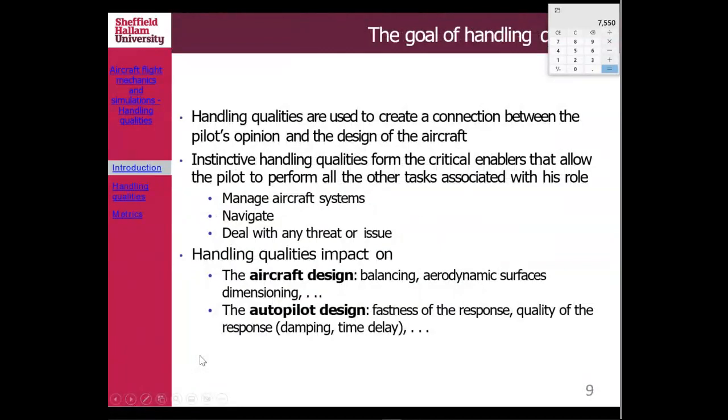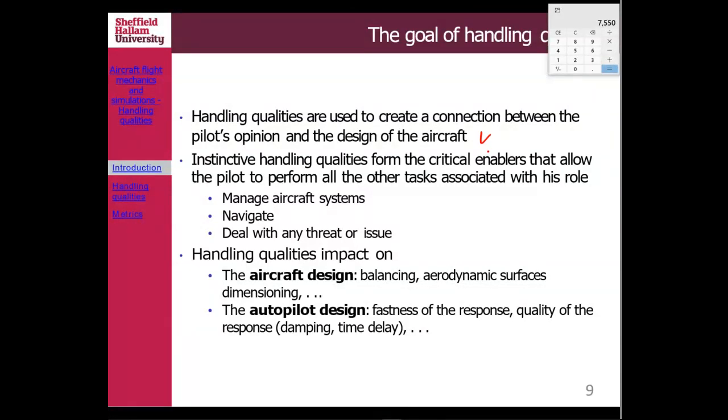Obviously, the goal of handling qualities, I think this is very clear. Handling qualities is used to create connections between the pilot opinions and the design of the aircraft. Later on, you will see, for example, the Cooper Harper rating scale. When you see the flow chart, on the left side you see the pilot opinions, and then on the right side is the rating scale. So you cannot separate the pilot opinions in this case.